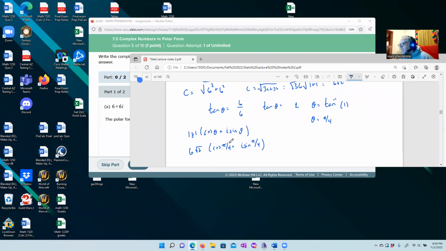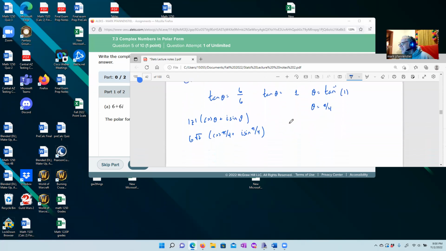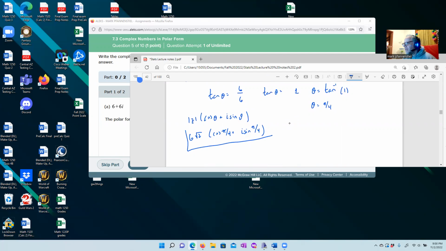So the cosine of pi over 4 is root 2 over 2. We're just going to get 6 times 2 over 2, so we're just going to get 6. Same thing with the sine. We're going to get plus 6i. Hey, isn't that what we started with? Sure is. So that's our answer for putting this thing into polar form.